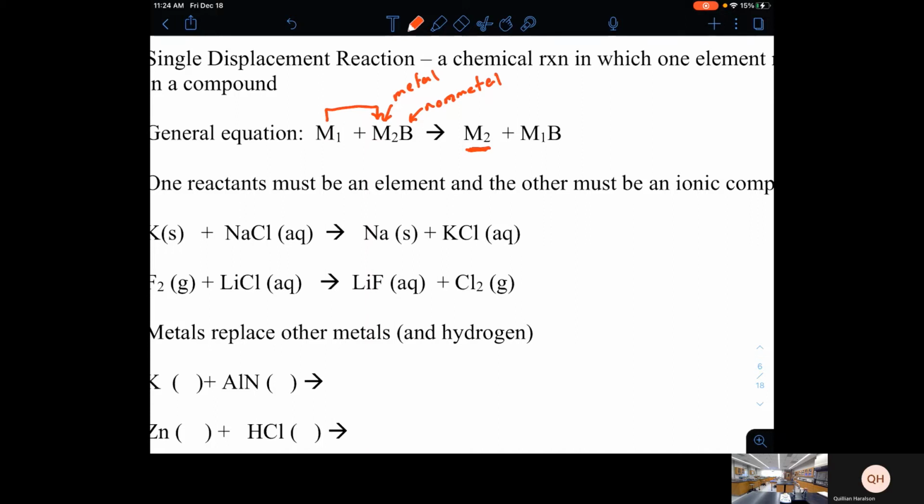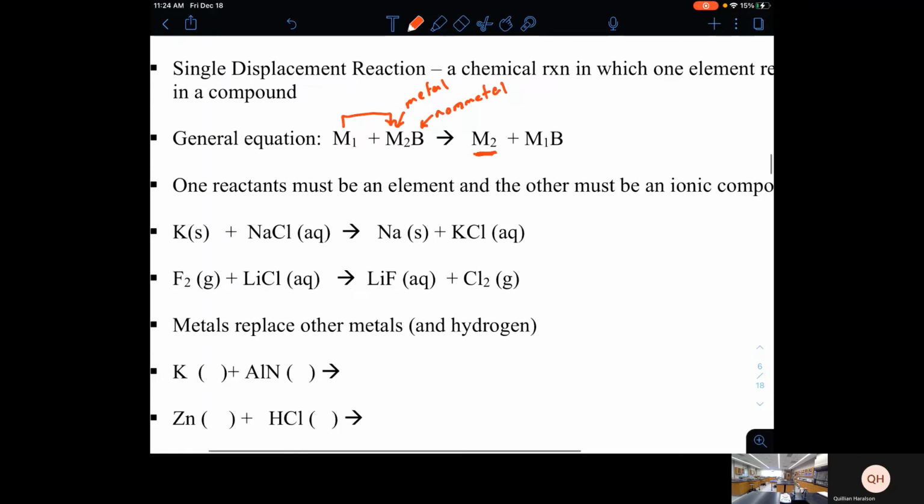And now we have this new compound that's being produced. This is what's playing out when we look at a single displacement reaction. We're always going to have one, in this case, metal dancing by itself. Another metal is going to be attached to a non-metal. And once again, we're just going to look at the metal trying to bump off the other metal. So if we look at some examples here.